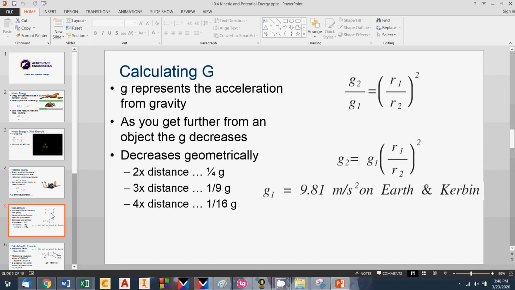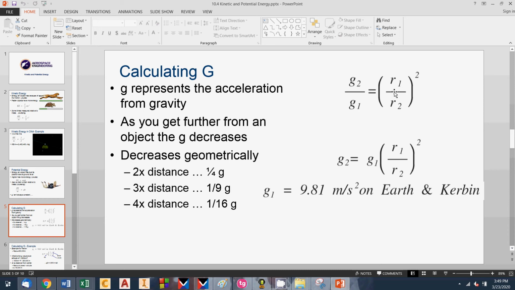So we can calculate G. Our G value is relative to our distance from the center of the planet. For example, these R values here are radiuses. They're measured from the center of the planet. Notice, not the surface of the planet, but from the center of the planet out to where the object is.